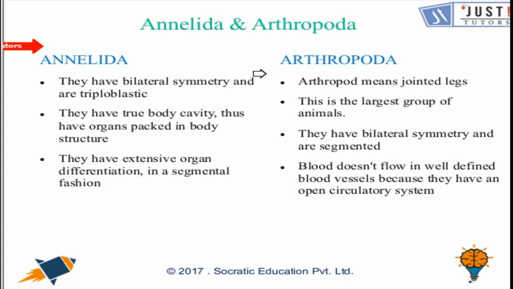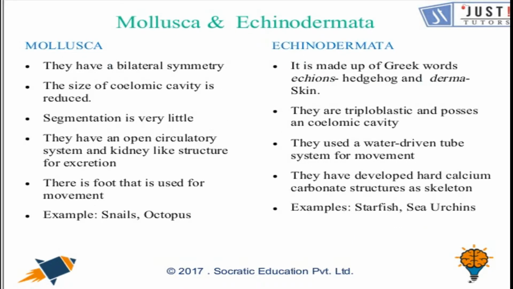Let's talk about the next category, which is Arthropoda. Animals have jointed legs, and that gives the name Arthropoda. This is the largest group of animals in terms of number of species. Circulatory system is open, which means blood flows in the coelomic cavity, and examples are cockroach, housefly, spider, etc. Let's move forward towards the next two. The first one is Mollusca.